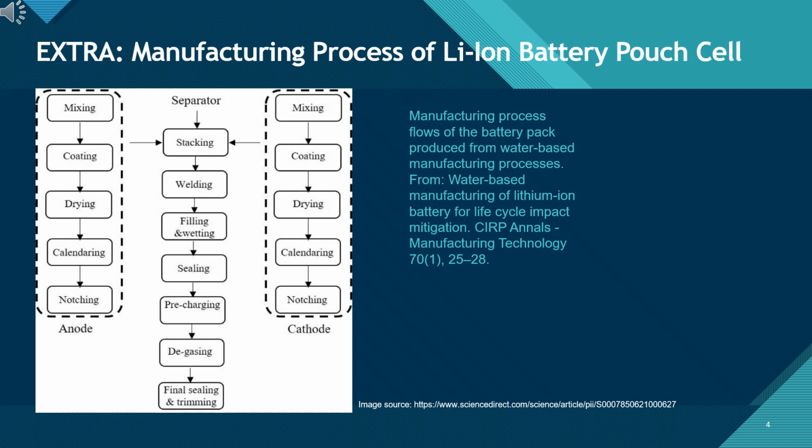From there, the process continues with stacking, welding, electrolyte filling and wetting, sealing, and precharging. Finally, the cells go through degassing, followed by final sealing and trimming. What makes this figure unique is that it highlights how the two electrode production streams merge into the shared cell assembly process.